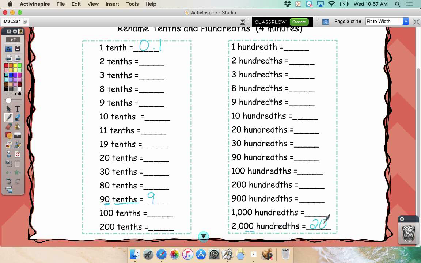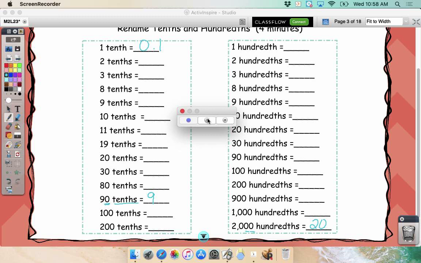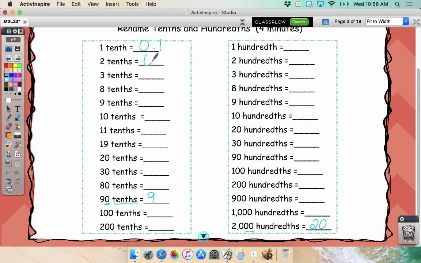You can check your answers with mine, okay? Get busy. So you can check yours with mine, or maybe check to see if I do mine right when you're all done, okay? Okay, check your tenths and see if you did them right.